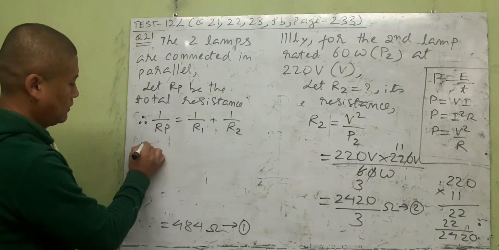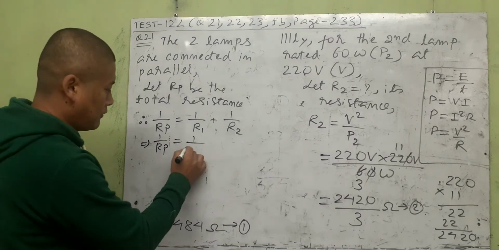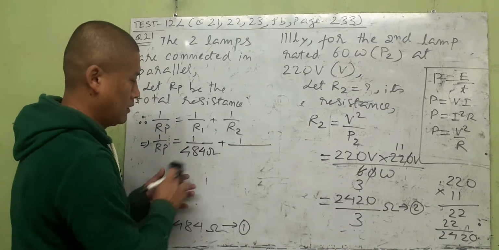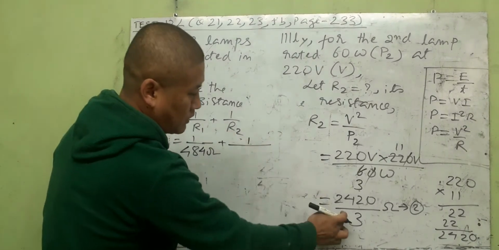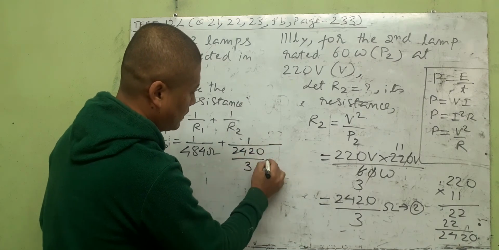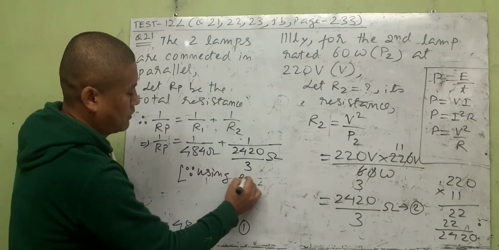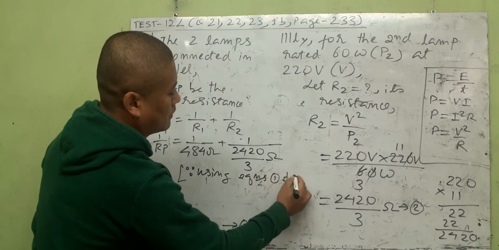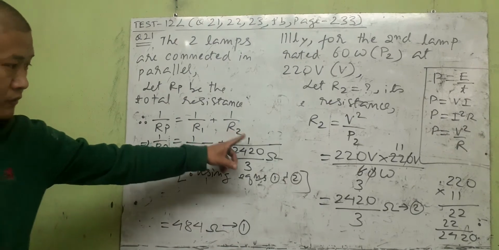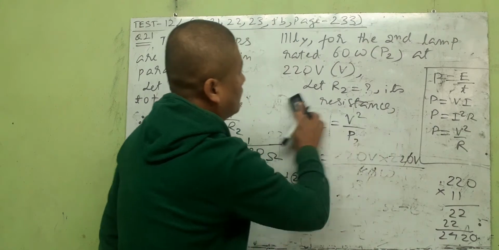So we write here, that implies 1 by RP equals 1 by R1, here 1 divided by 484 ohms in the denominator, plus 1 divided by R2, here 2420 divided by 3, make this one longer, and ohm should be in the denominator. And right here, we are using equations 1 and 2, we put the R1 value from equation 1 and the R2 value from equation number 2.